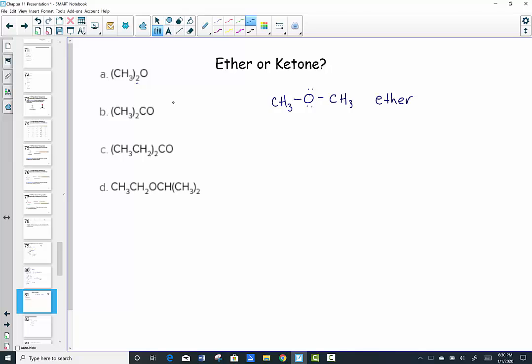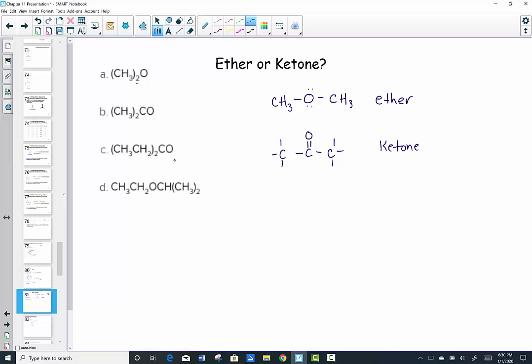Here I have CO, so the double bonded oxygen, and leading out in either direction is the methyl group, a CH3 on either side of the carbonyl carbon. This, by definition, is a ketone because of the carbonyl carbon.